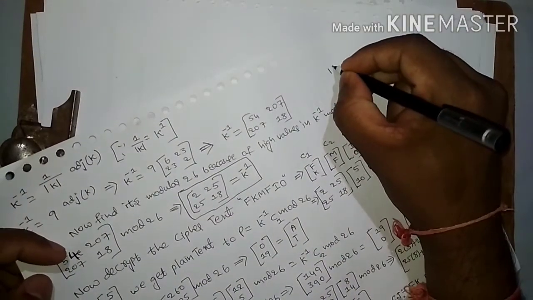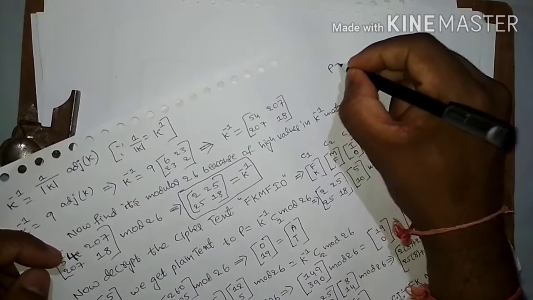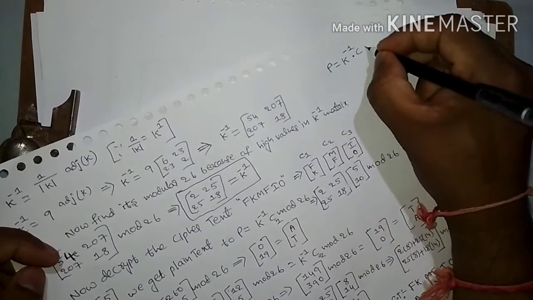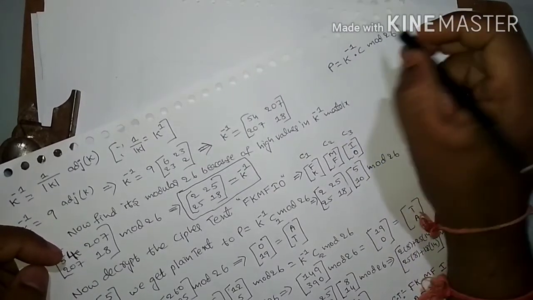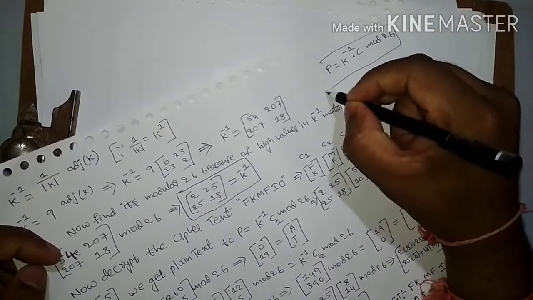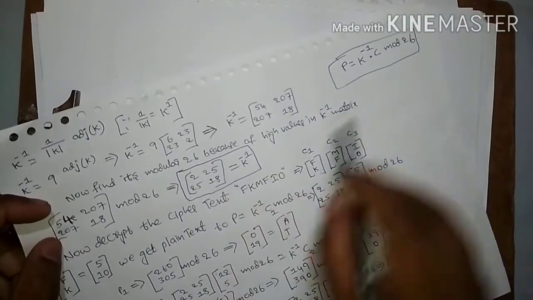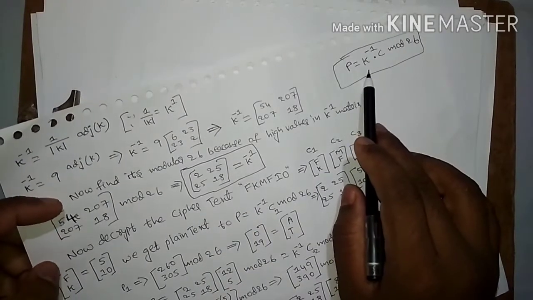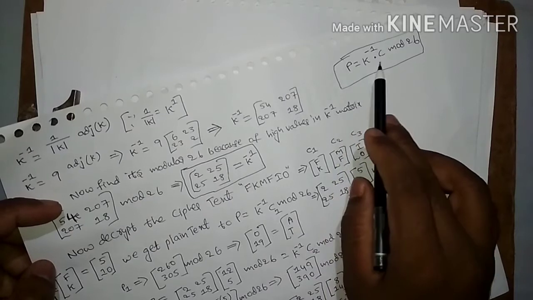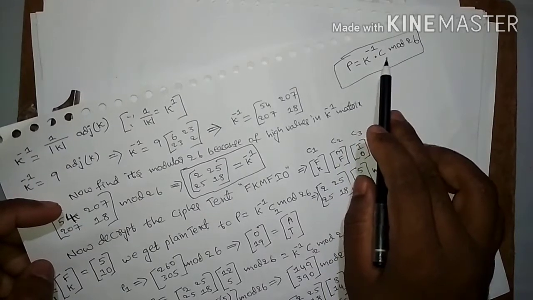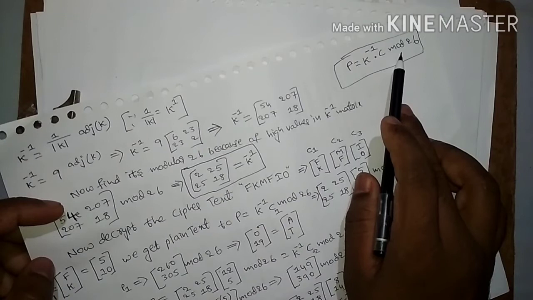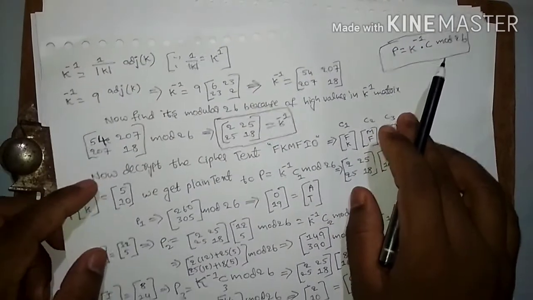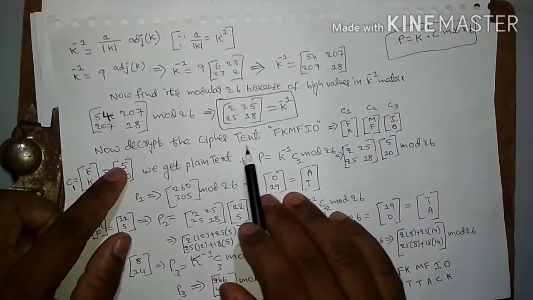The formula to get plain text is k inverse into C mod 26. This is the formula. Here the k inverse value is 2, 25, 25, 18. This is the k inverse value. Now we have to get the plain text. We have to multiply with the ciphertext, and after that apply mod 26, then we will get the plain text. Now decrypt the ciphertext.